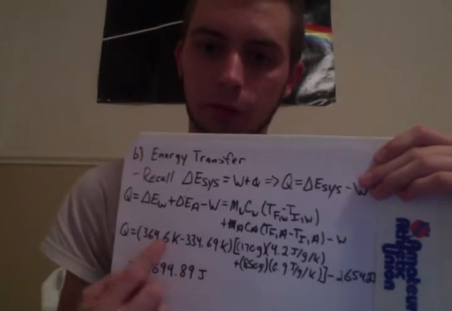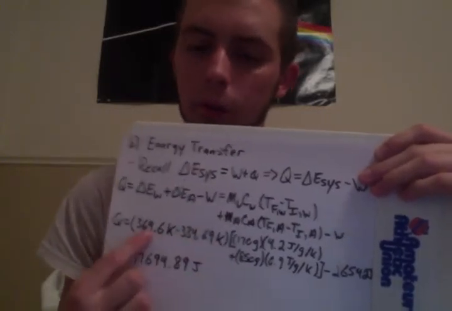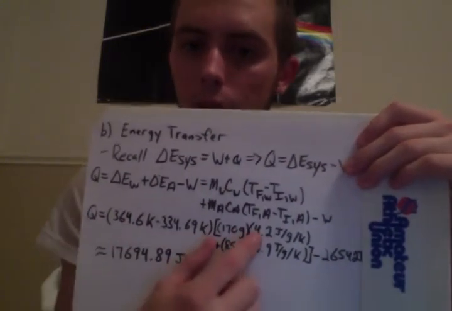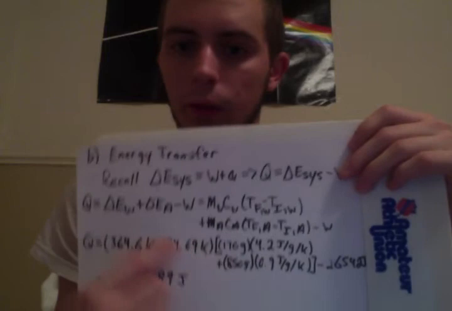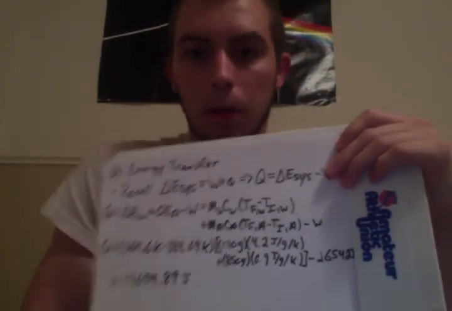So this initial should look familiar. This final one isn't too bad. Just add 274, throw in everything else, and plug it in the calculator, and we get that. Not too bad.